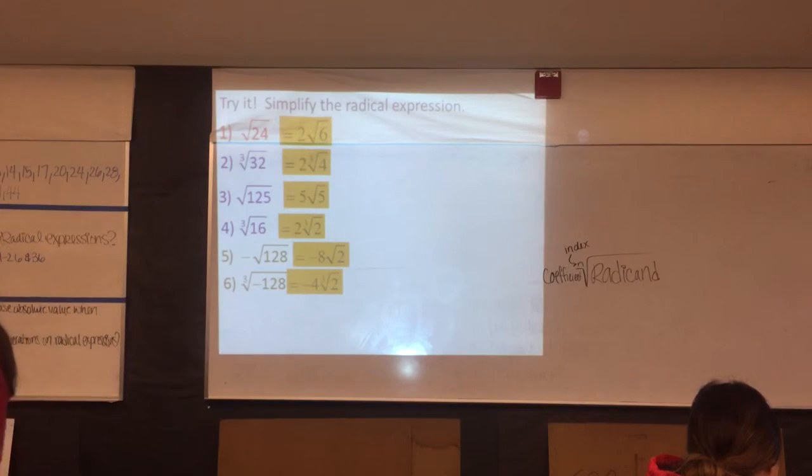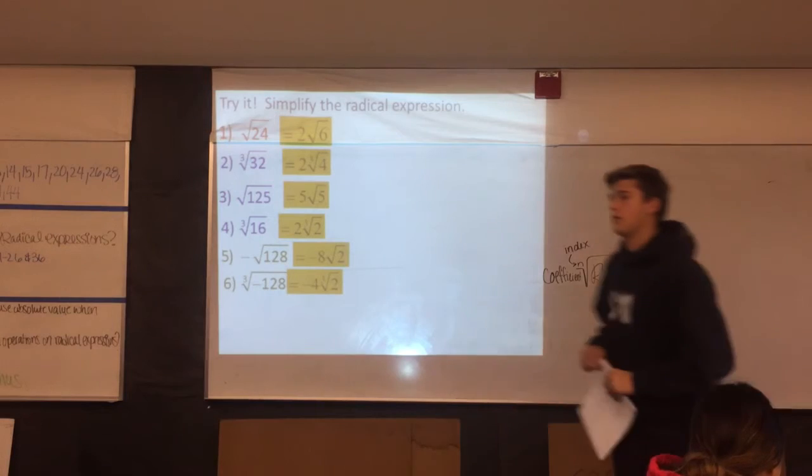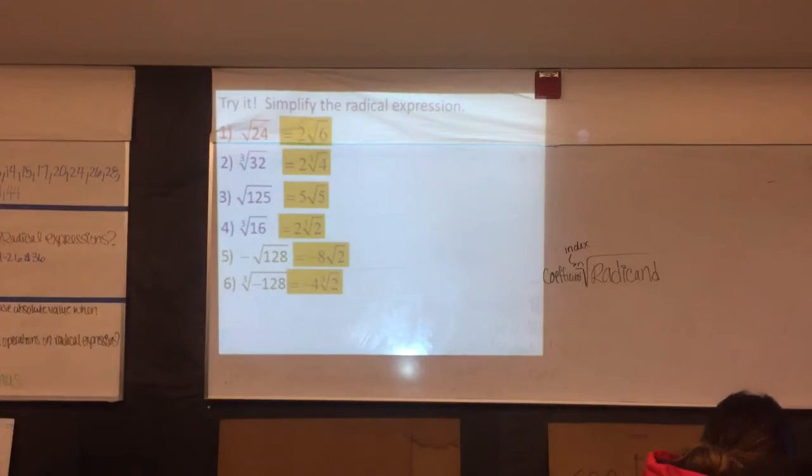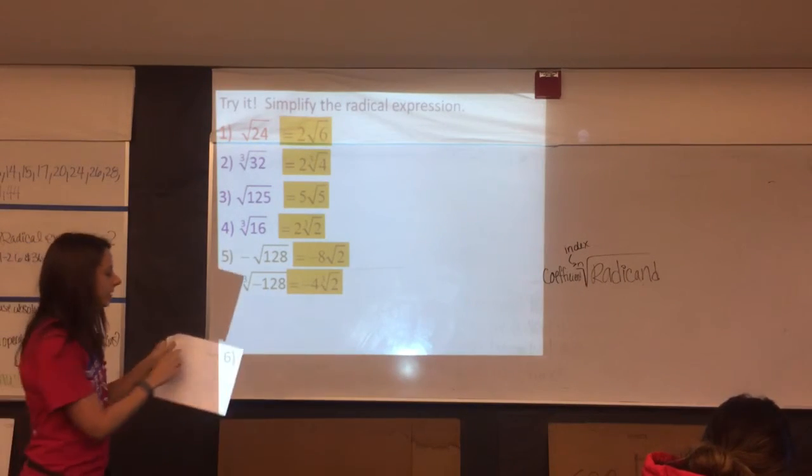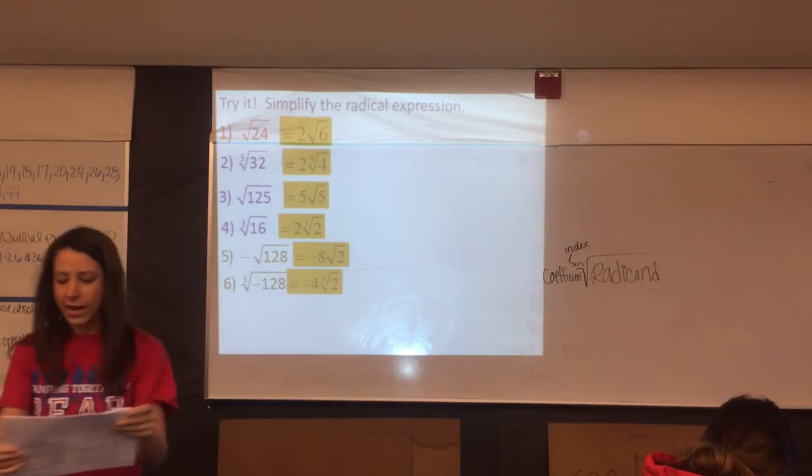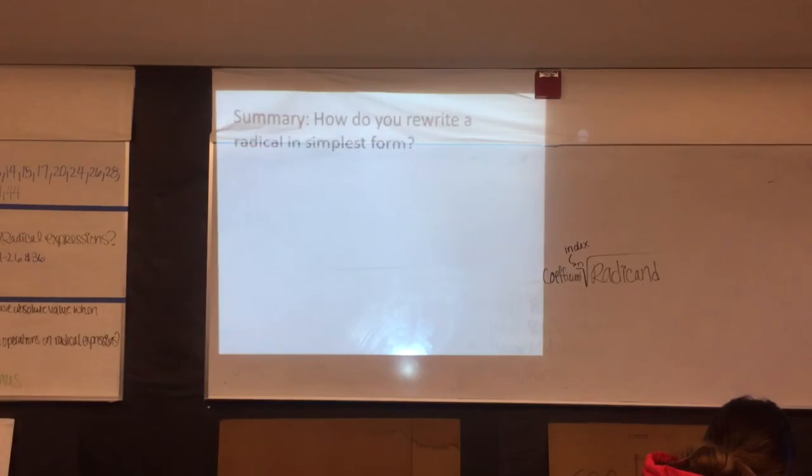So if you flip to page 4 in your packet, there's a little spot that says summary. It says, how do you rewrite a radical in simplest form? It should be this slide. It's on page 4. I want you to give me a summary.